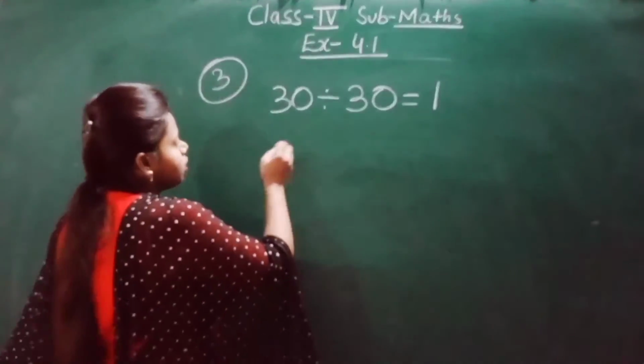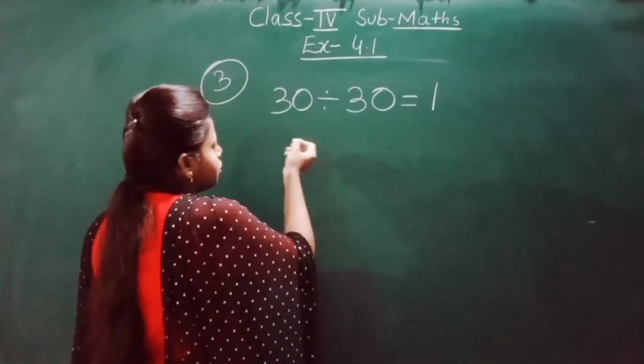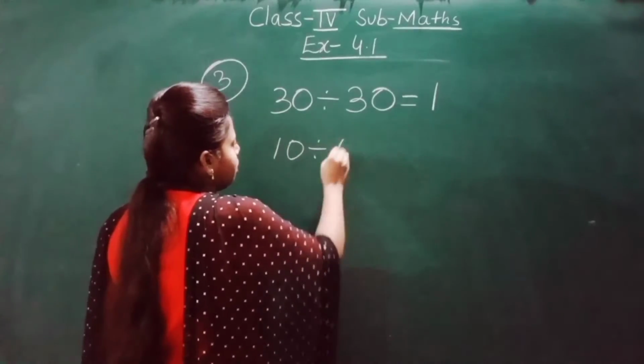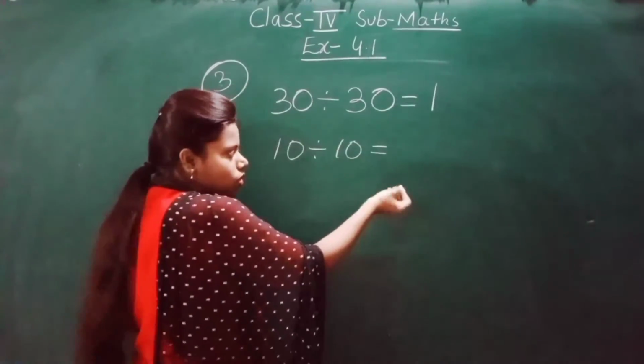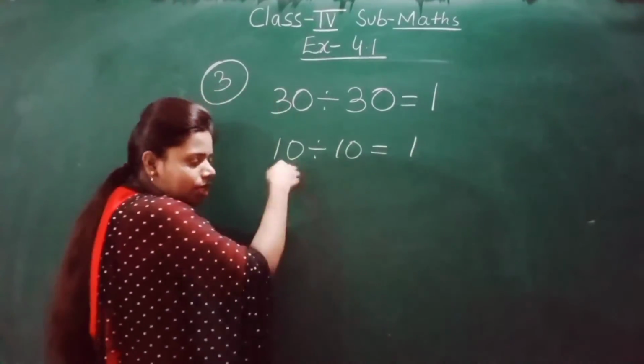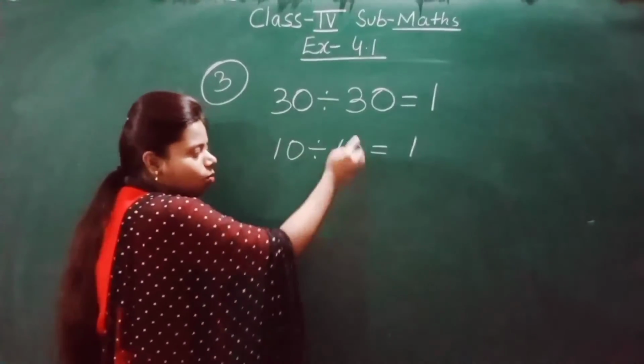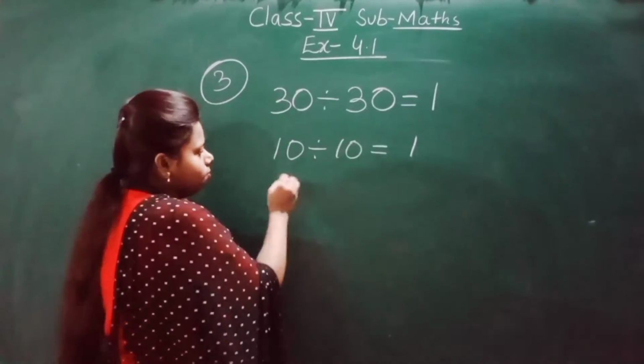So any number divided by itself, what will be the quotient? 1. Another example, 10 divided by 10. The quotient will be 1 only. Any number divided by itself, the same number, the quotient will be 1.